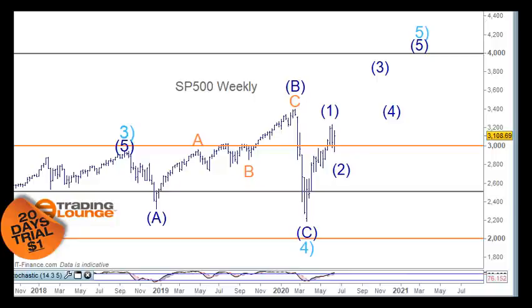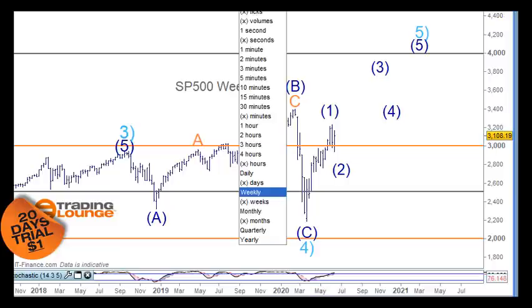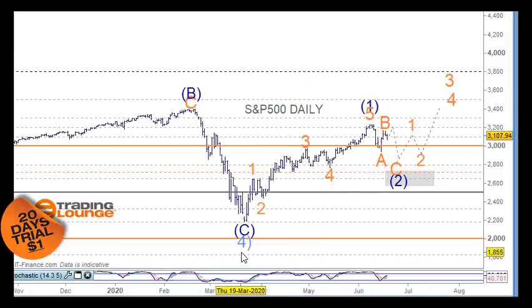Welcome to Trading Lounge and the SP 500 for the 19th of June, and a study on the weekly chart. As you know, we've got wave 3 here with an A and a B and a C wave here. Wave 4 is an expanded flat correction, and we're looking for 5 waves to move to the upside here. Let's go in and take a closer look at the daily chart here.